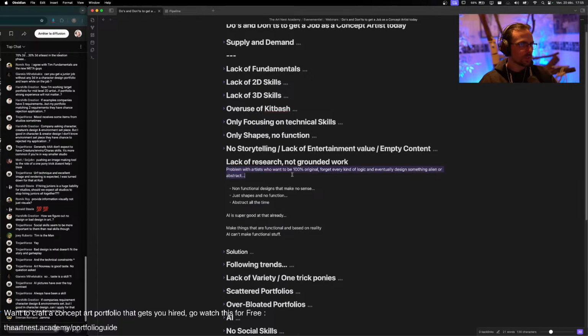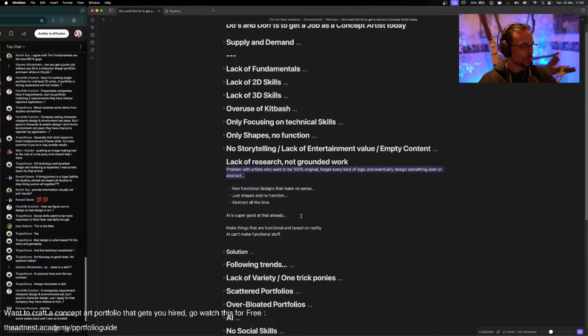The problem is that generally it's with artists who want to be 100% original, OC, don't steal. They forget about every kind of logic, and every time they design something alien and abstract because they want it to be so original that they forget about picking references. Their design is non-functional, it makes no sense. It's just shapes and no function, it's abstract all the time. Nobody can understand that. And remember that a confused reviewer is always going to turn down your application.